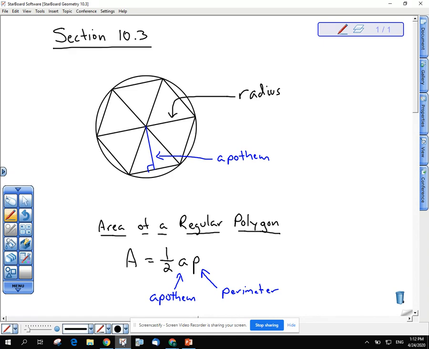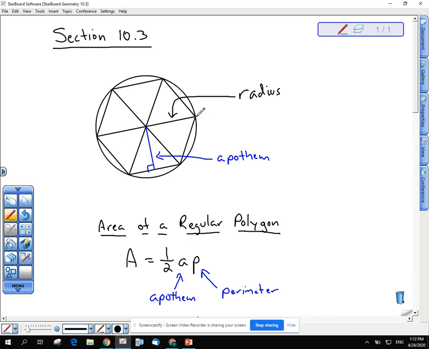What I have drawn here is a regular hexagon. It is inscribed in a circle. The circle doesn't really matter. I only put it there because I want to show you that this length right here is called a radius. Okay, so a circle has a radius. Here's a circle. The radius goes from the center to the edge of the circle. Well, on a polygon, it's that same length, but it goes to a vertex.